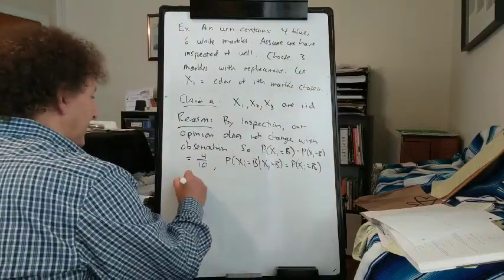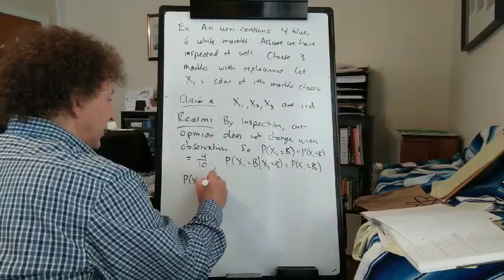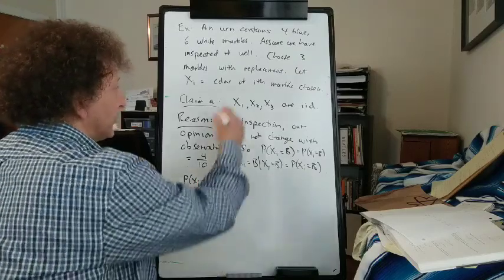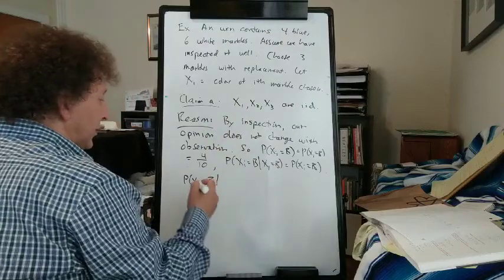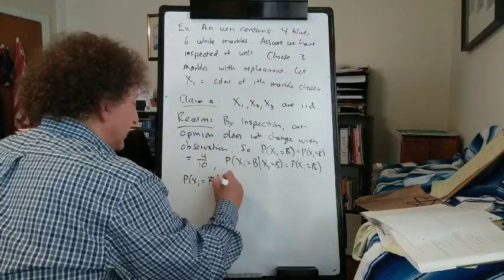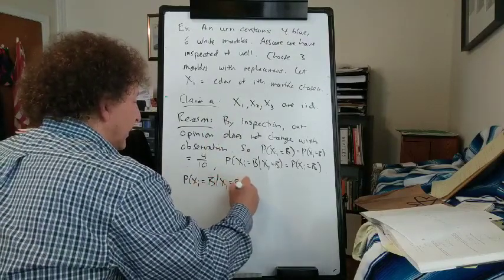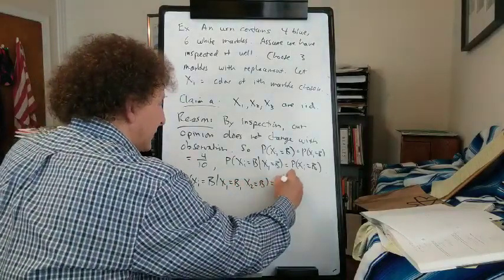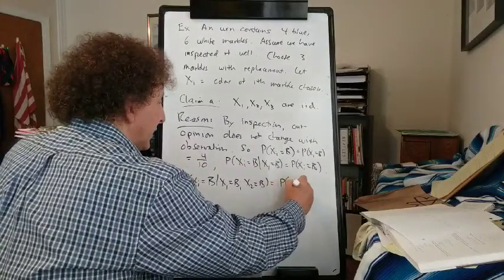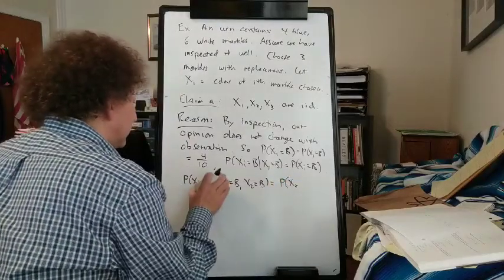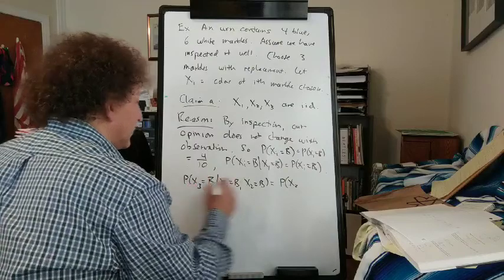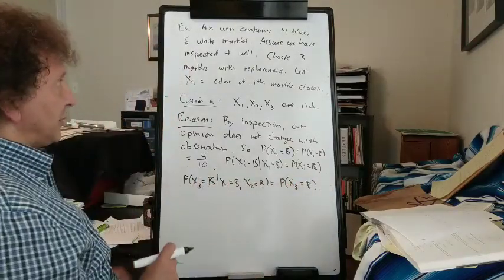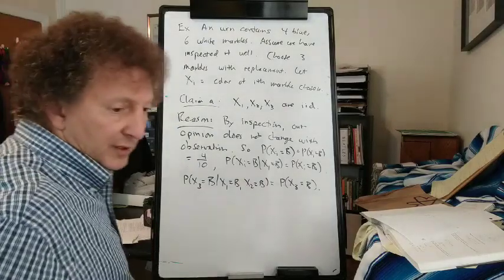Or maybe more to the point, I can write the probability that xi equals blue given, well, there's only 3 observations here, even if i were 3 and x1 were blue and x2 were blue, that would not influence our opinion of x3 being blue. So observation is not changing our opinion because of our thorough inspection ahead of time.